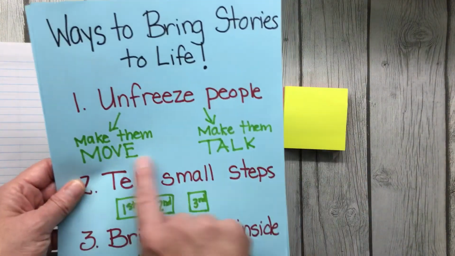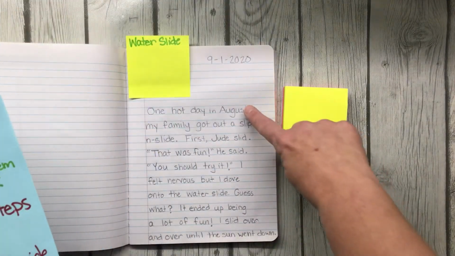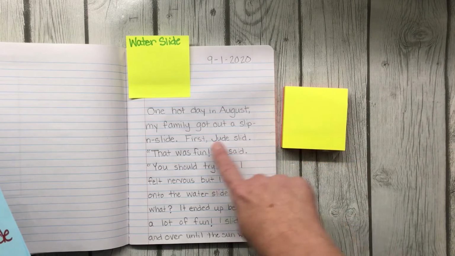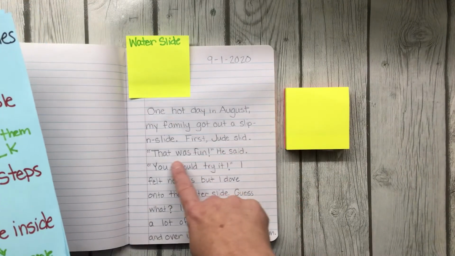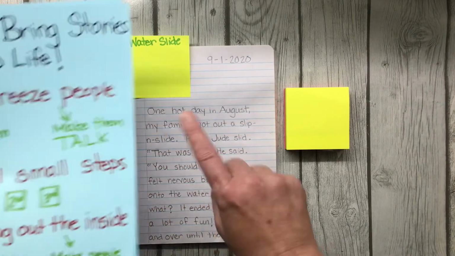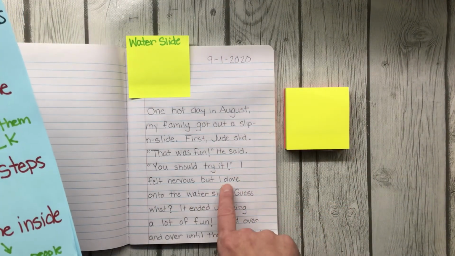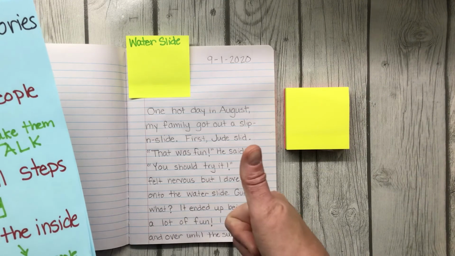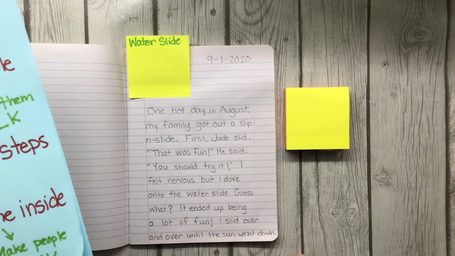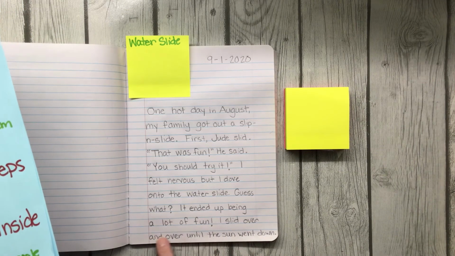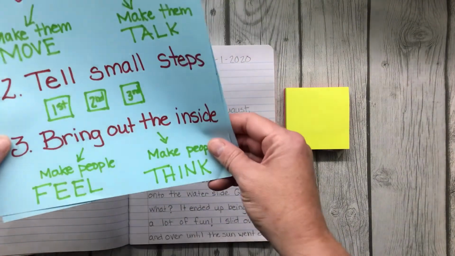The next thing, we're gonna see if I unfroze people, making them move, and making them talk. So one hot day in August, my family got out a slip and slide. First, Jude slid. He moved. Then he said, "That was fun. You should try it." He talked. He spoke. I felt nervous, but I dove onto the water slide. I moved too. Guess what? It ended up being a lot of fun. I slid over and over until the sun went down, and I just kept on going, so there was even more moving.